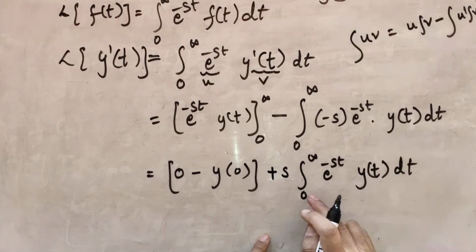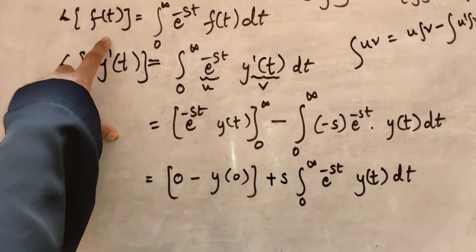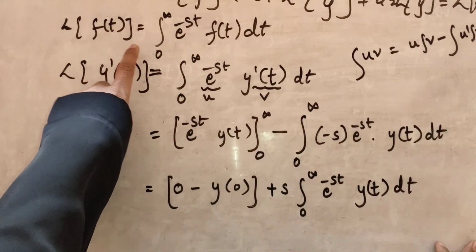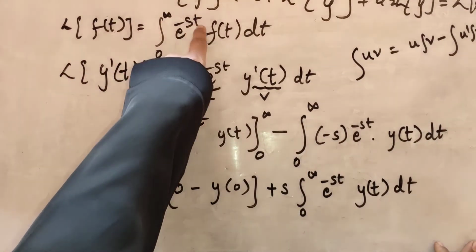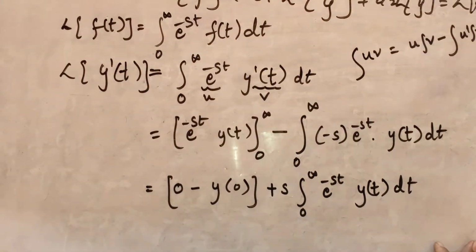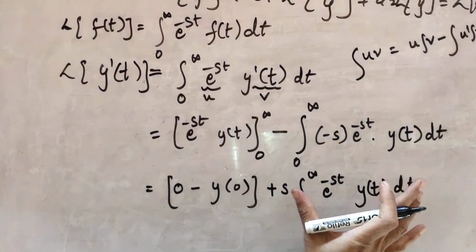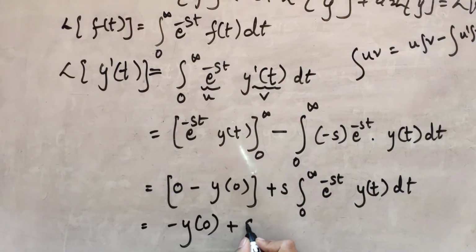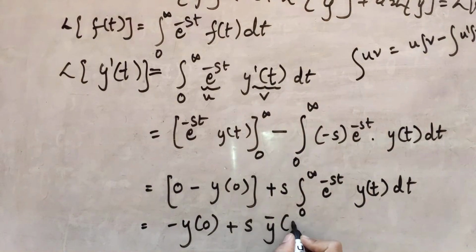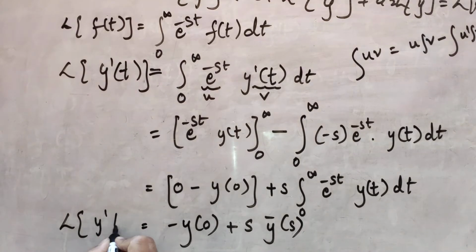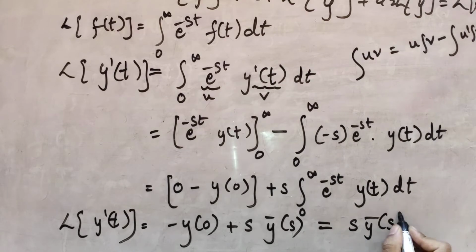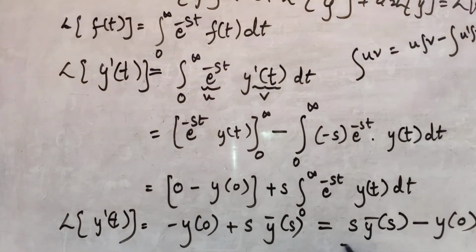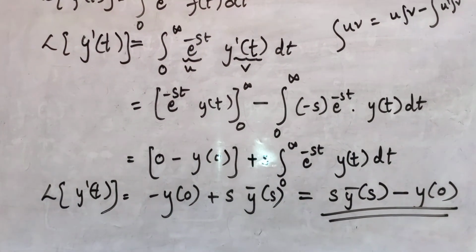Now what is this? You just refer to the standard formula of Laplace transform of f of t. It is integration from 0 to infinity e to power minus st f of t dt. In place of that f of t, you have got y of t. Only that is the difference, rest everything is same. So you have here minus y of 0 plus s into, I can write this as y bar of s, that is the Laplace transform of y of t. Means the Laplace transform of y dash of t can be written as s into y bar of s minus y of 0. I hope it is clear to you.